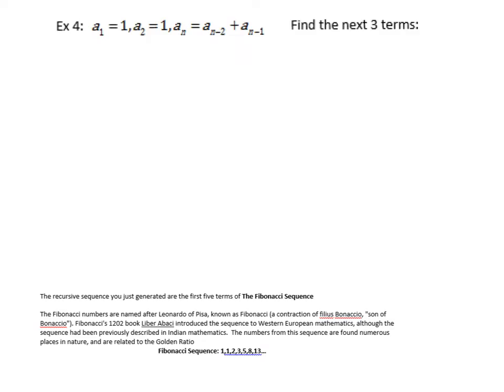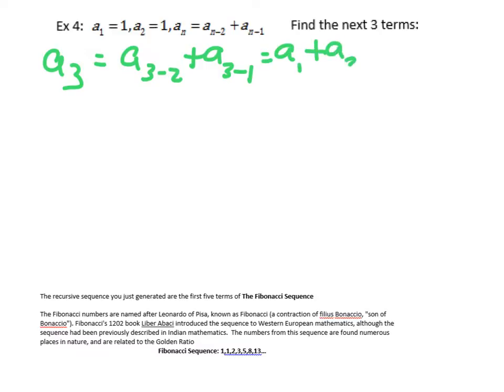Okay. Next one is another recursive. A sub 1 equals 1. A sub 2 equals 1. And so I already have my first two terms. So if I want to find a sub 3, I'm going to do the same thing I did before. I'm going to put a 3 in here, a 3 here, and a 3 here. So a sub 3 is a sub 3 minus 2 plus a sub 3 minus 1. So that's a sub 1 plus a sub 2. Well, I already know what my a sub 1 and my a sub 2 are. 1 plus 1 gives me 2. So that's my third term.